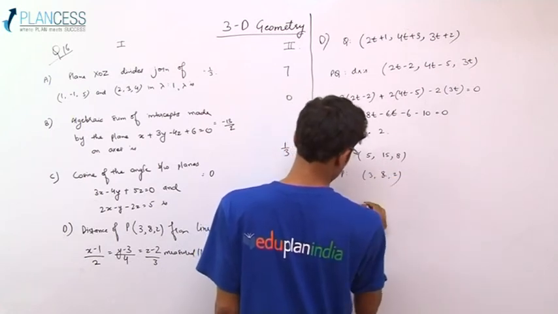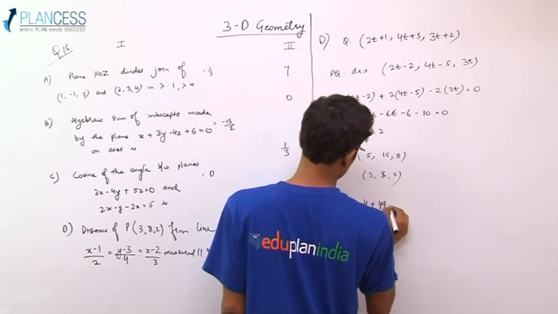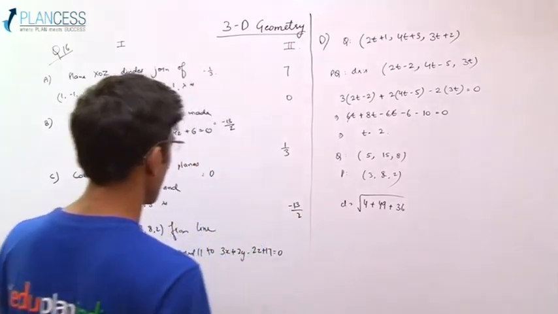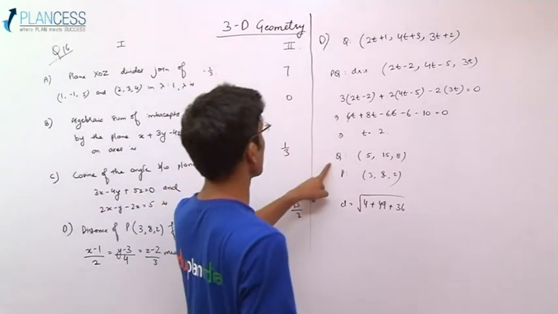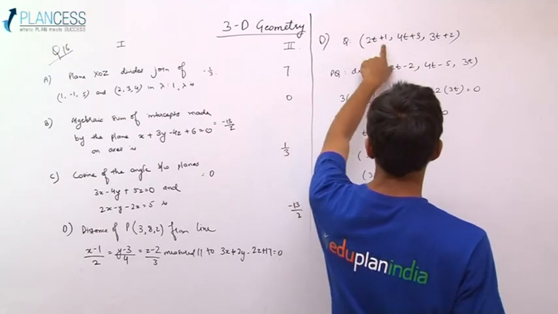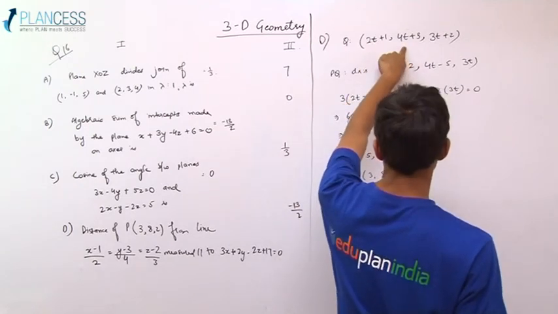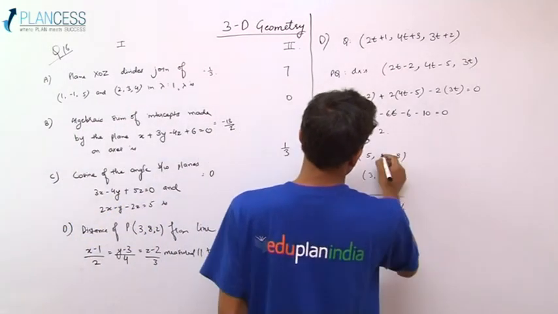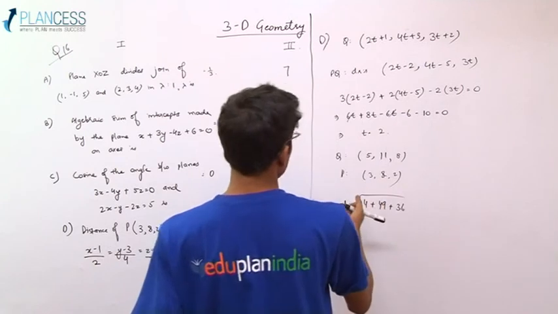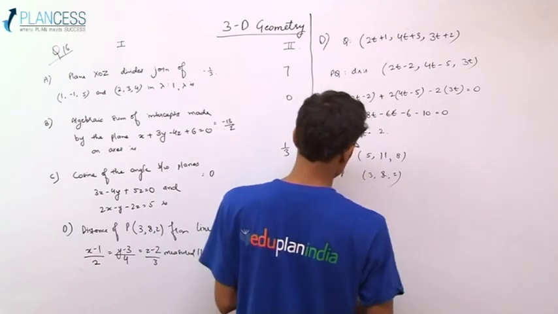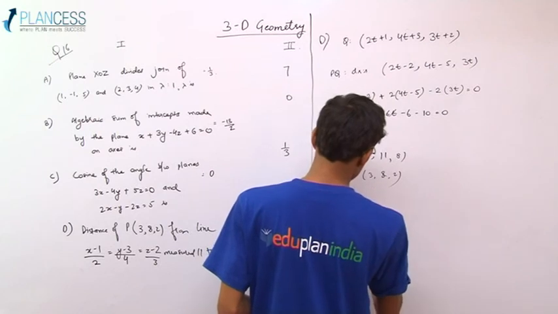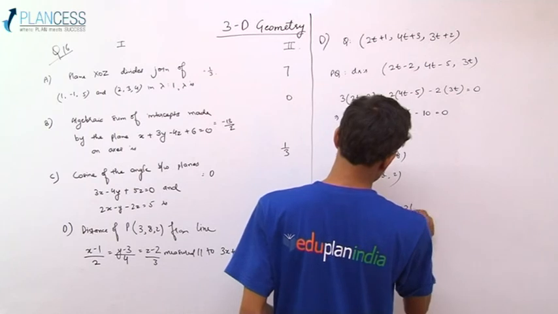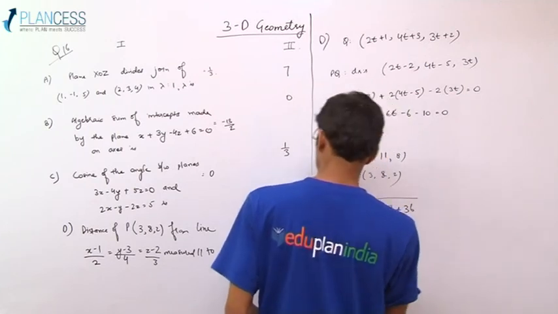So the distance is... there is some mistake there. Q is (2 times 2 + 1, 4 times 2 + 3, ...), that is 5, 11, sorry, it's 11, and this is (3, 8, 2). So the distance is: 5 minus 3 is 2, 2 squared is 4; 11 minus 8 is 3, 3 squared is 9; 8 minus 2 is 6, 36. So this is 7.